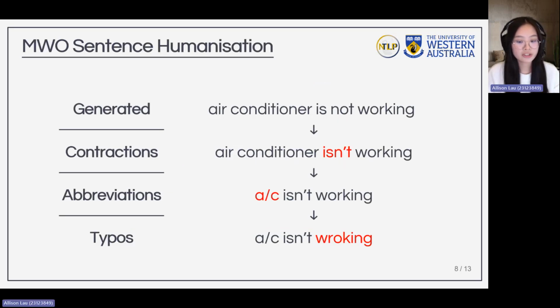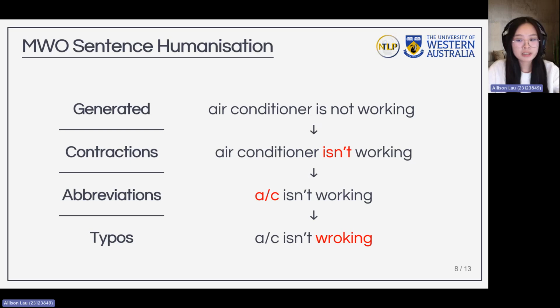Contractions had a 50% chance of being introduced, for example, replacing is not to isn't. This is to mimic the informal writing style of technicians. Then we add abbreviations to the sentences, such as air conditioner becoming just AC. This is done because technicians usually like using shorthand notation to document work orders more quickly. And then finally, we simulate some typo mistakes that technicians might make during their data entry process. And here, working is misspelled to mimic a potential typo.